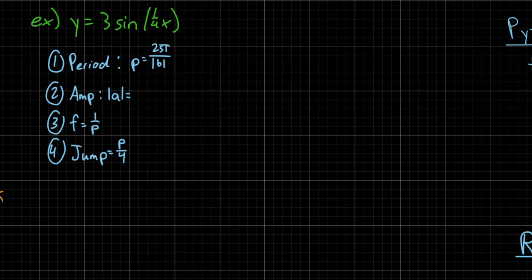I had to write that down too. 4 pi over 4. You have to count it by 2 pi. So it's 2 pi, 4 pi, 6 pi.